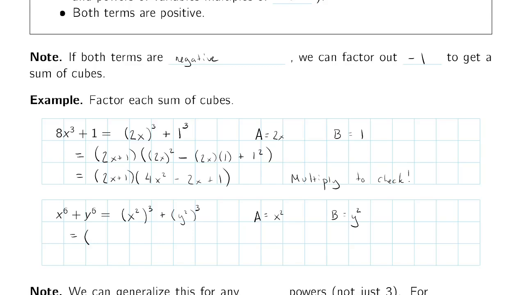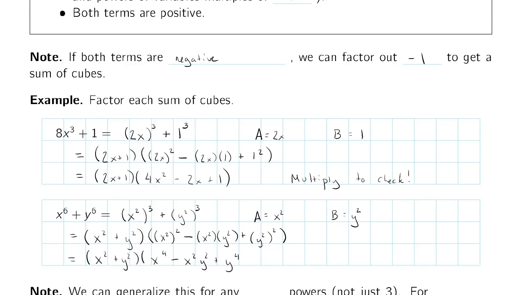So our first factor is a plus b, x squared plus y squared. Our second factor, we have a squared, so x squared squared, minus ab, so minus x squared times y squared, plus b squared, so y squared squared. So x squared plus y squared times x to the 4th minus x squared y squared plus y to the 4th.